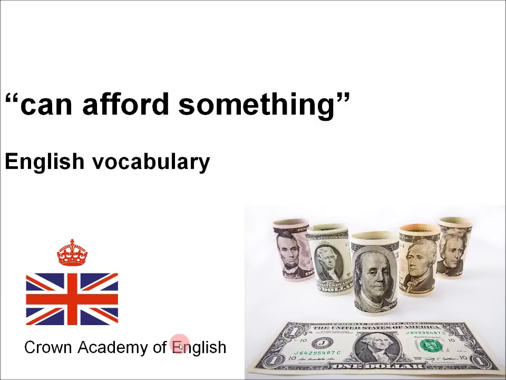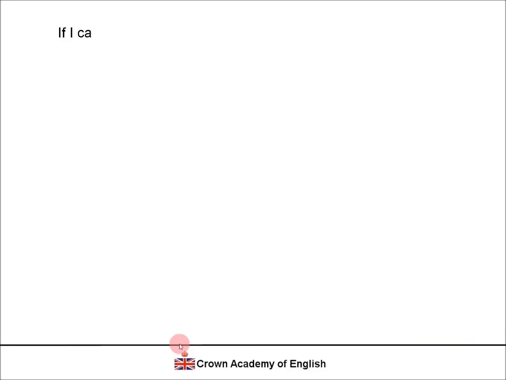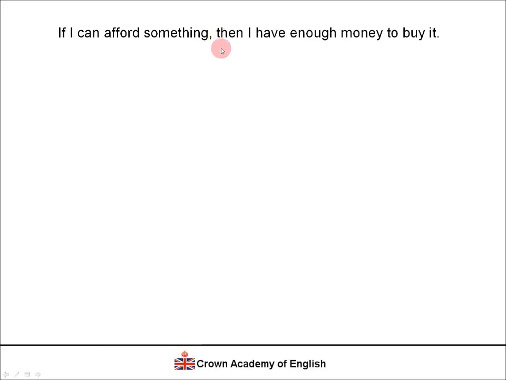Today we are doing a vocabulary lesson about the structure "can afford something." So, if I can afford something, it means that I have enough money to buy it. Okay, so it's an expression about money. Having enough money. The form is subject followed by can afford followed by a noun or a noun phrase.